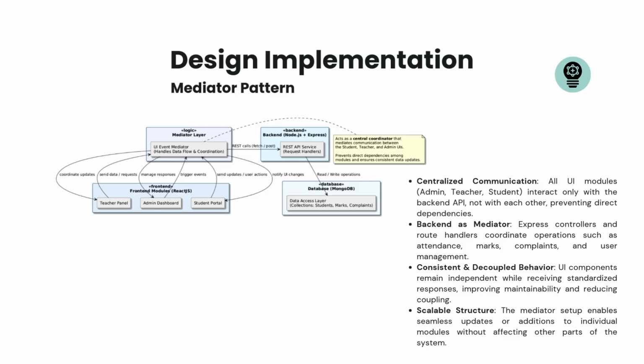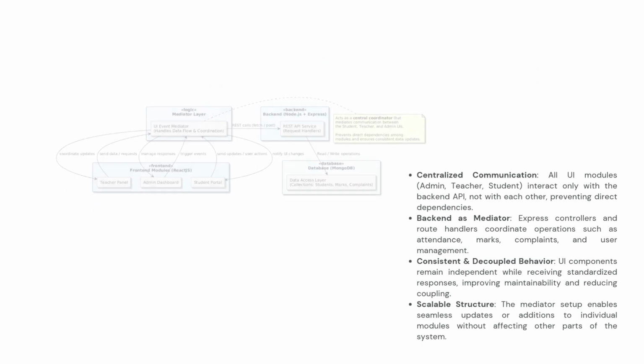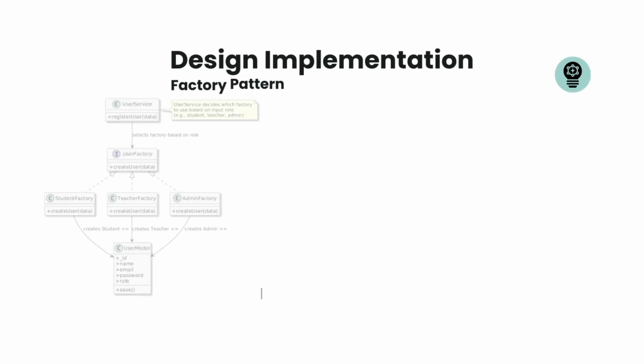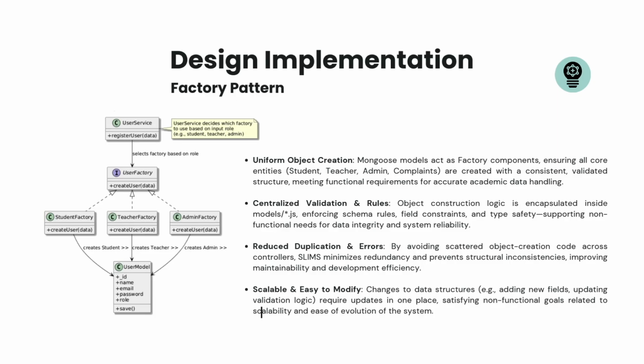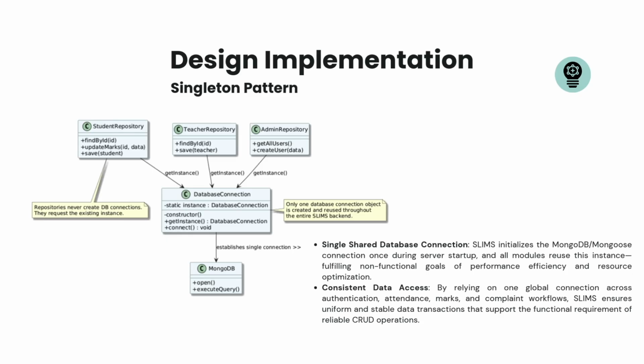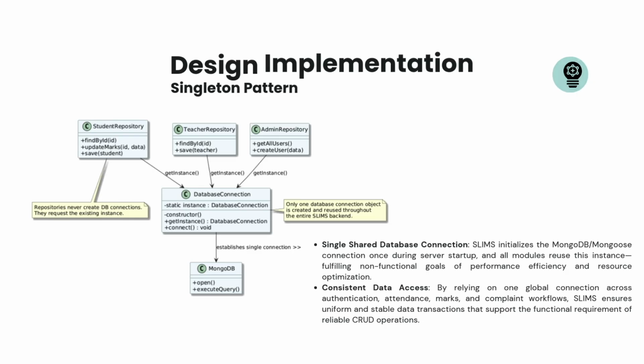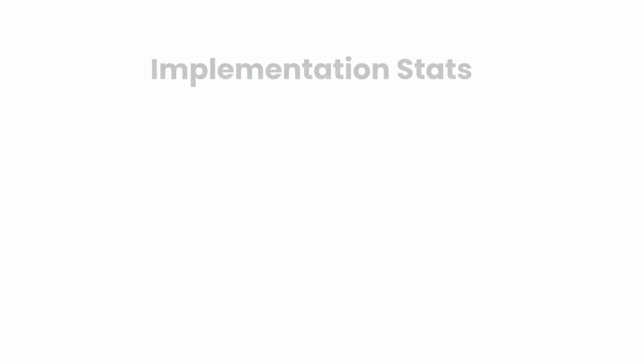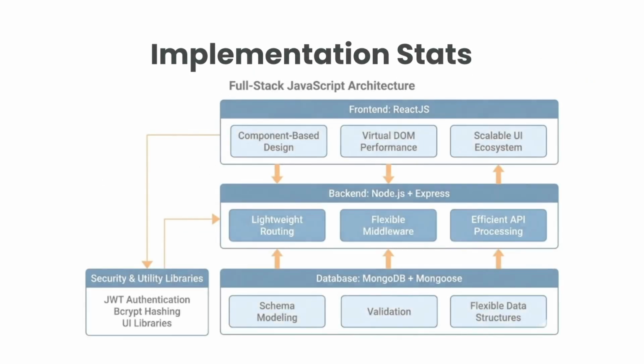And further, we are using mediator pattern for centralized communication and to keep backend as a mediator, having consistent and decoupled behavior with scalable structure. Further, we use factory pattern for uniform object creation, centralized validation, and reduced errors and duplication. Further on, we go over to singleton pattern, which is used for database to have a single shared database connection and consistent data access throughout the application.